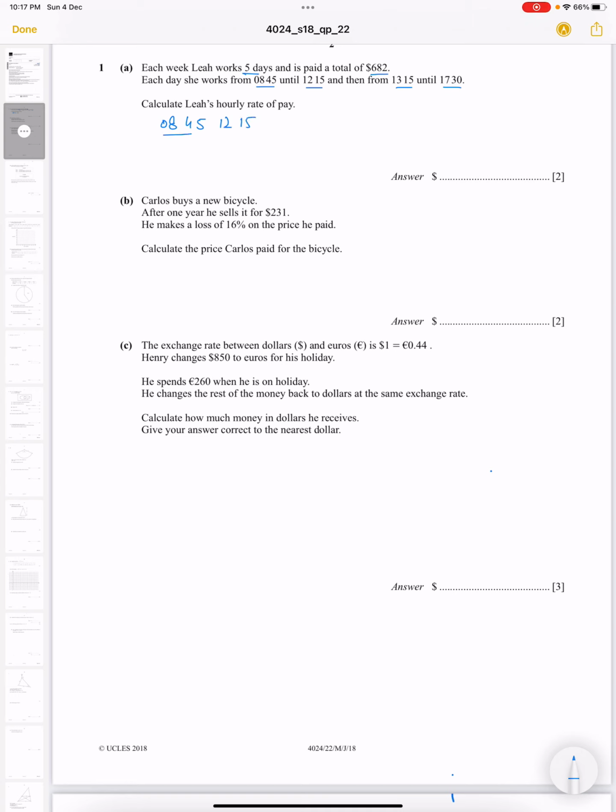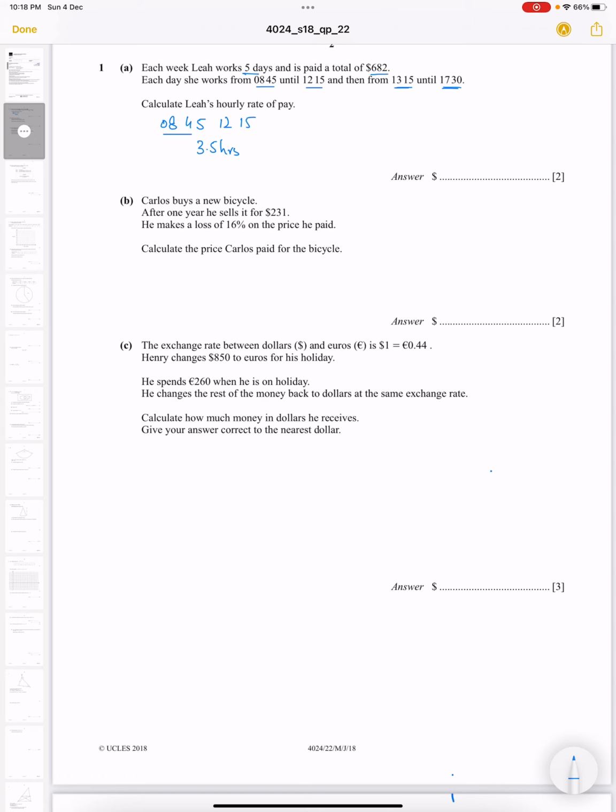So 8:45 till 9:45 makes it 1 hour. Then 9:45 till 10:45, 2 hours. 10:45 till 11:45 makes 3 hours, and then 30 minutes. So this is 3.5 hours. Then she works from 1:15, meaning 13:15, 1:15 p.m., till 17:30, meaning 5:30 p.m.